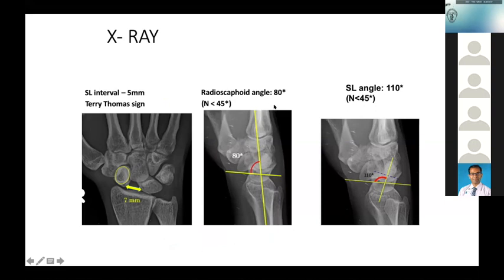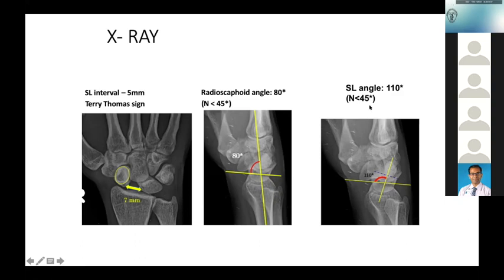And the normal radioscaphoid angle is drawn with one line along the scaphoid and the other line along the volar tubercle and the most volar part of the proximal part of the scaphoid. Normally it should be less than 45 degrees. The other angle is the scapholunate angle. That is the angle drawn between the scaphoid axis and the tip of the lunate on both the dorsal and volar side, and the perpendicular to it.